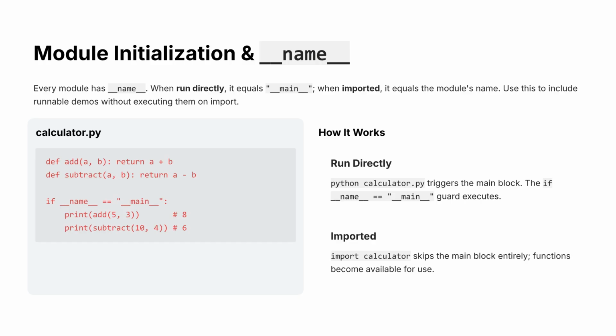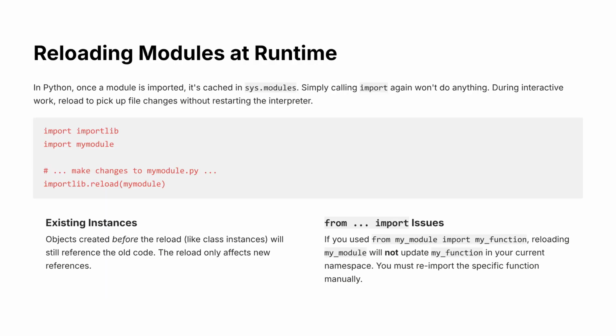Go build something modular. Alright, so here's something that trips up a lot of devs when they're working in the REPL or an interactive notebook. You import a module, you tweak the source file, you call import again, and nothing changes. Why? Because Python caches every module in sys.modules the moment you first import it. So that second import call just grabs the cached version and moves on.